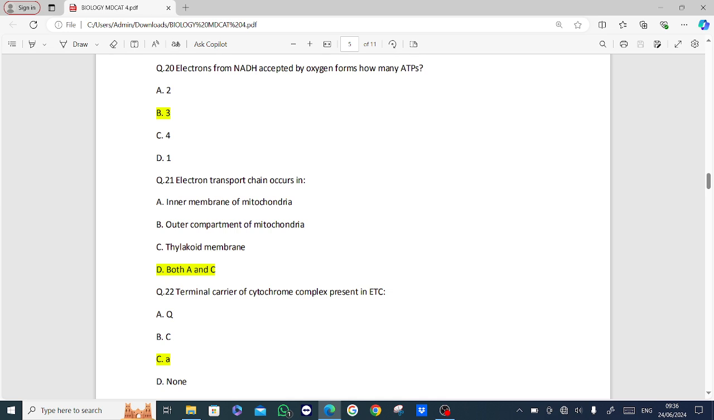Next MCQ is: terminal carrier of cytochrome complex present in electron transport chain. Options are Q, C, A, none of these. Answer is option C, A.